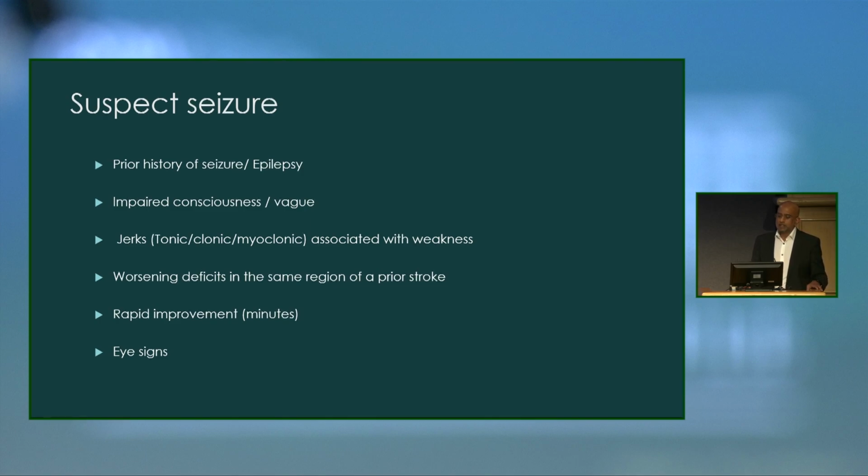If there's rapid improvement, and this is probably one of the key things that would help differentiate a seizure from a stroke. Within minutes, patients with seizures usually improve, as much as the definitions of Todd's paresis occurs. It could be up to 24 hours, etc. But seizures, by and large, improve within minutes. The weakness associated with it, at least, improves within a few minutes. And then there's certain eye signs which we'll discuss in the next slide.